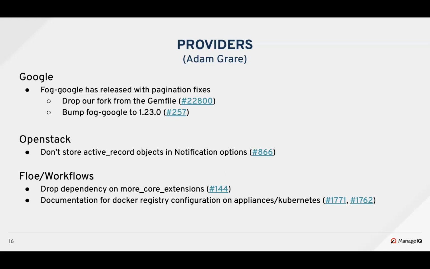And for flow and workflows, we were able to drop a dependency on more core extensions, which at runtime was the only thing bringing in active support. So if you're using flow by itself, that should reduce the size of the required dependencies a little bit. And we also added documentation for adding Docker registry for both appliances and Kubernetes to the ManageIQ documentation. That's it for providers. Over to Joe.